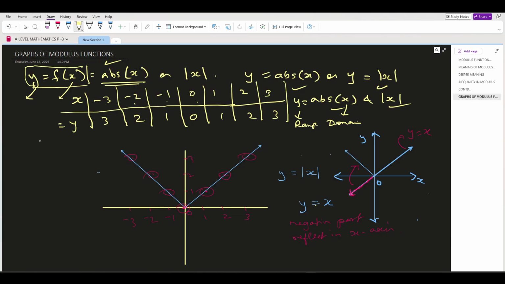Okay, so what is the function? Function is y is equal to modulus of x. So if you take modulus of -3, it will be 3. Modulus of -2 will be 2. Modulus of -1 will be 1. Modulus of 0 will be 0.